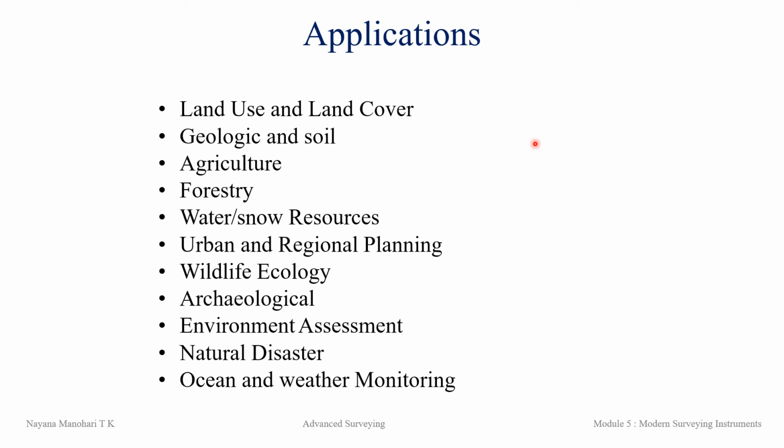Some specific applications of remote sensing we will discuss now. First one is geologic and soil, agriculture, forestry, water and snow resources, urban and regional planning. Then wildlife ecology and archaeological application, environmental assessment, natural disaster, and ocean as well as weather monitoring. That is the list, beginning with geologic and soil application.